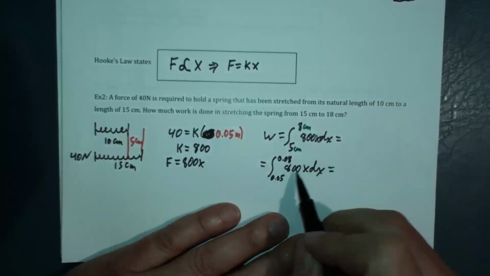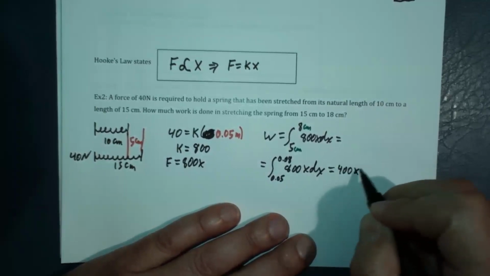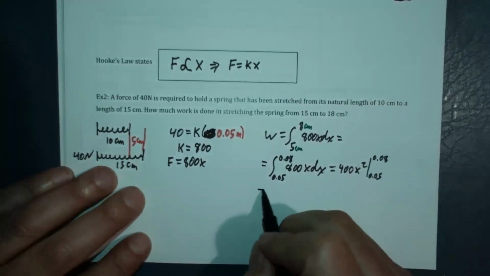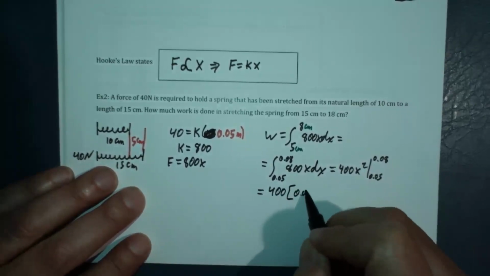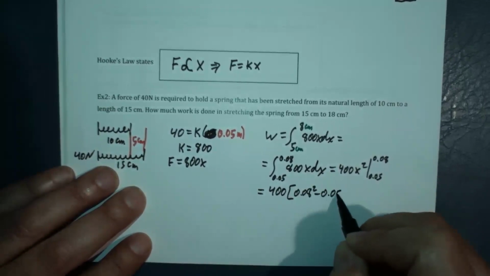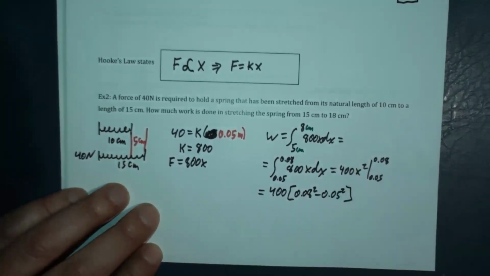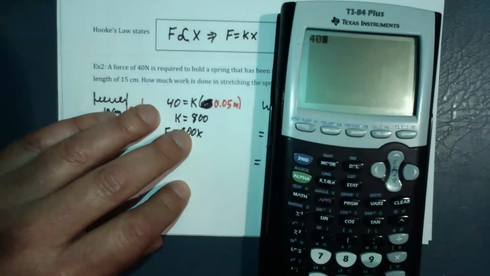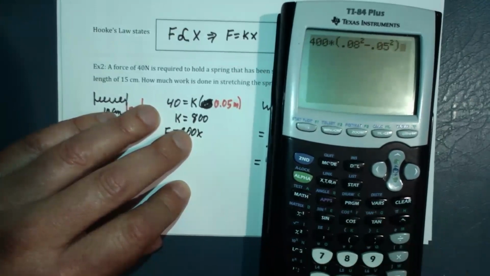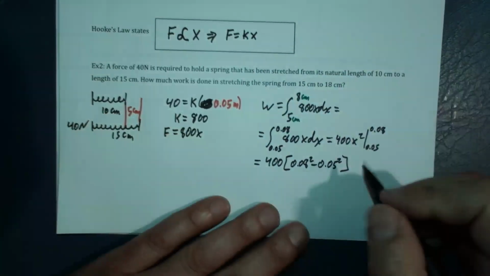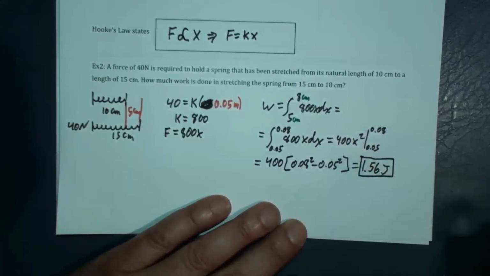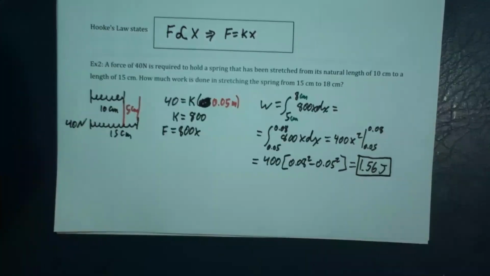So now let's integrate. I'm going to get 1/2, that's going to chop that down to 400 x squared from 0.05 to 0.08. And let's see what we get. 400 times parentheses 0.08 squared minus 0.05 squared. That gets us 1.56 joules. And that's about as in depth as we're going to get for this particular class. I hope that helped.